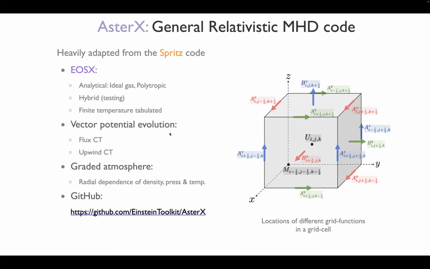And as I mentioned earlier, we evolve the vector potential instead of the magnetic field directly. Another thing that GRMHD simulations suffer from is that you cannot have an exact vacuum in the code. So you typically add what we call an atmosphere or a floor.